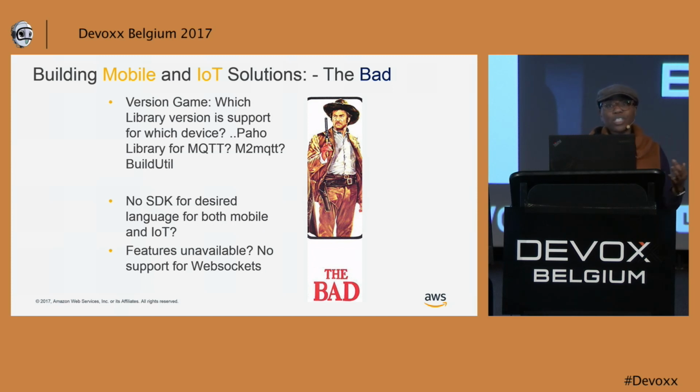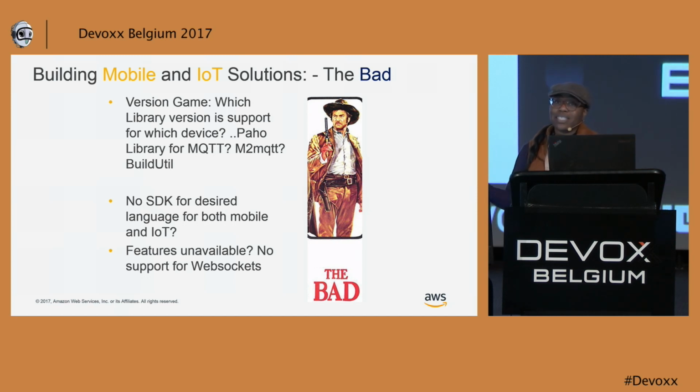And then you got to play the version game. This is the bad. Which library is supporting which device? So is the Paho library for MQTT right for this one? Well, I know MQTT is right for this one. Or what if I'm using multiple languages? Well, wait, is the build utility available for this version of MQTT? It can be really problematic.